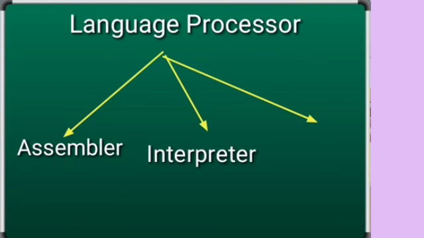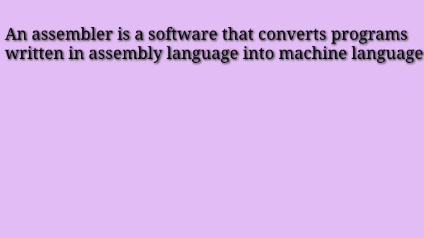Interpreter converts the high level language to low level language, but it does it line by line. However, compiler also does the same thing, converting the high level language to low level language, but it does it in one go.